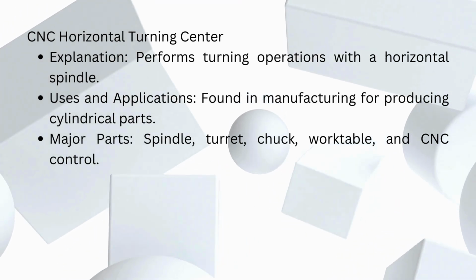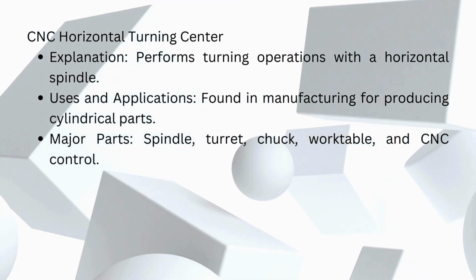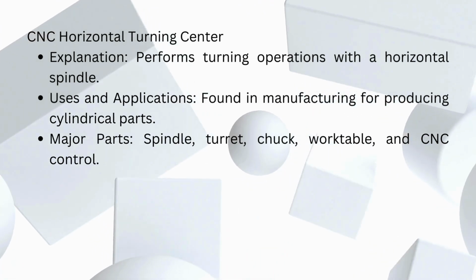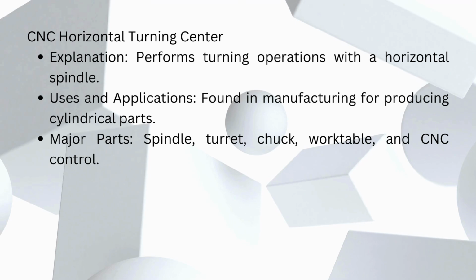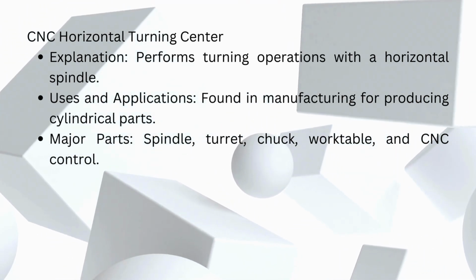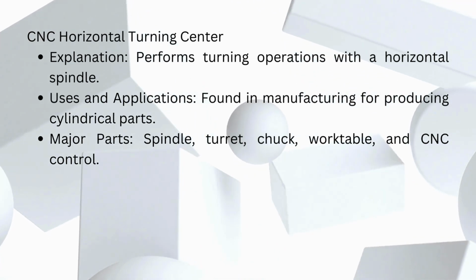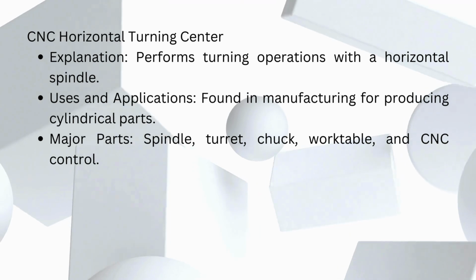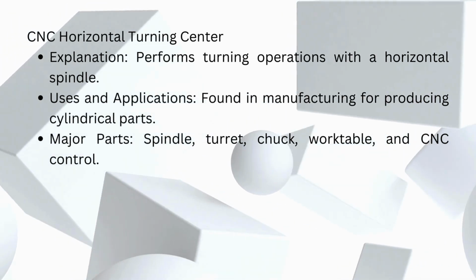CNC horizontal turning center. Explanation: performs turning operations with a horizontal spindle. Uses and applications: found in manufacturing for producing cylindrical parts. Major parts: spindle, turret, chuck, work table, and CNC control.